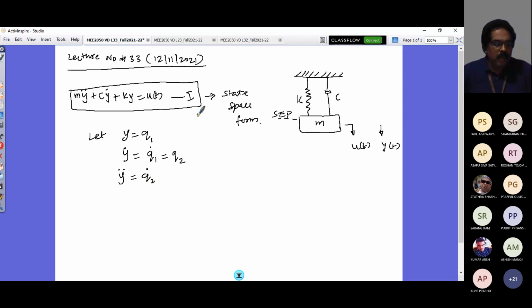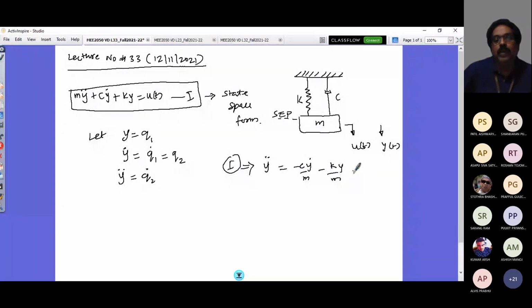So let me write from this equation 1, y double dot would be, I divide this equation by m and then write for y double dot. So that's going to be minus c y dot by m minus k y by m plus u of t by m. So this is y double dot. What is y double dot? Y double dot is q2 dot. So I can rewrite this as minus c by m y dot minus k y by m plus u of t by m. So this is my equation 2.